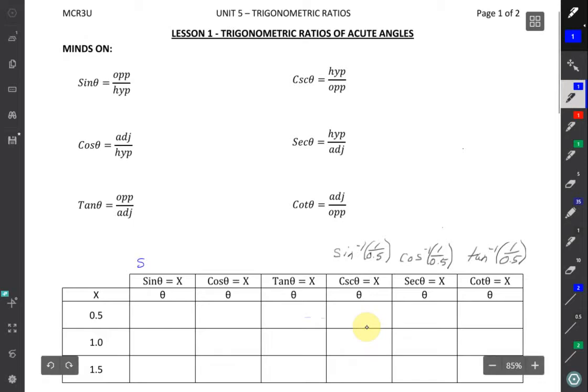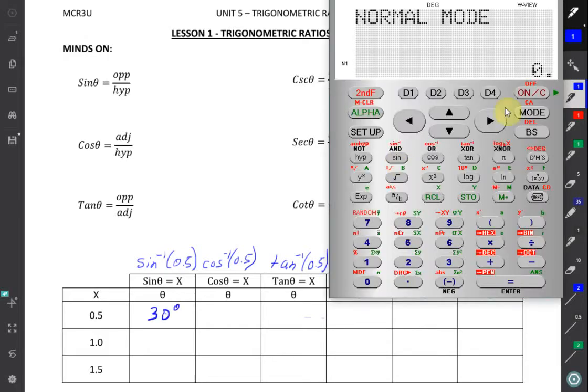Again, just a reminder that here then we would be doing the inverse sine of, in the first case, this is for the first row, then the inverse cos of 0.5, and the inverse tan of 0.5, and then you would do similarly for the other two values, 1.0 and 1.5. One thing to keep in mind when you do this table is there are going to be some errors, and that's to illustrate a point.